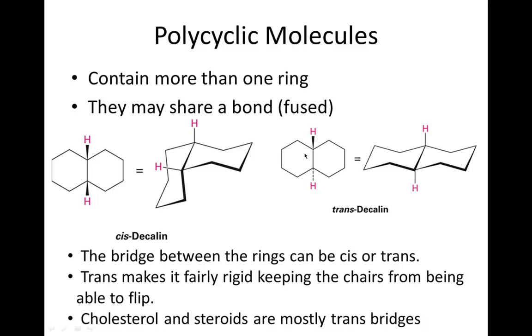Whereas if you go to trans-decalin, and this shows you the trans bridgehead in the flat drawing or in the chair drawing, they're both axial. These rings can't flip. And again, you might have to build a model to see why that is, but you can't flip those rings. And cholesterol and steroids have multiple rings hooked together with trans ring junctures, and so they're fairly flat. And that's why cholesterol can build up along the walls of your arteries and things like that, because the molecules are fairly flat. They can kind of pile up on top of each other better than these kind of fluffier ones.